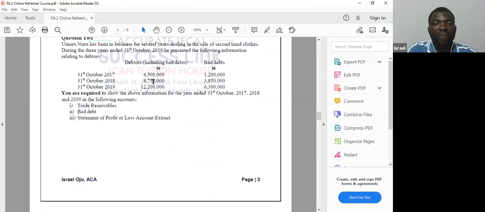Now in year 2 here we have 8.75. Now 8,750,000 is the closing balance that we have as regards to this. So excuse me. So we have 8,750,000.